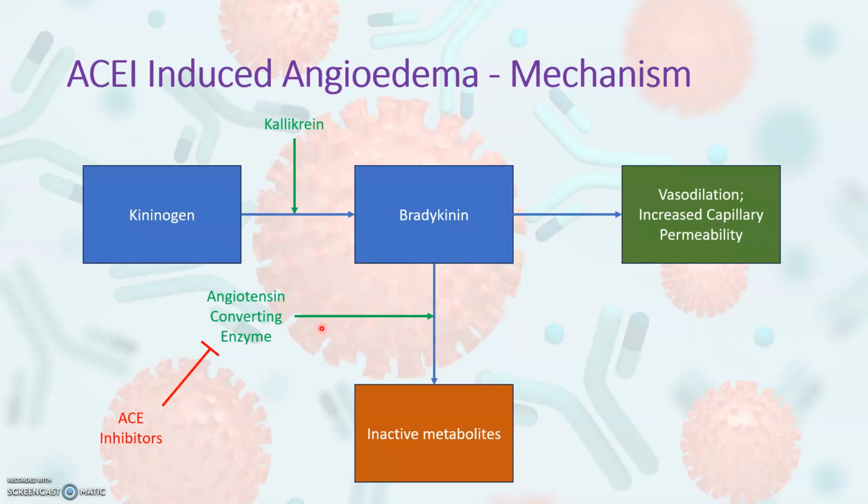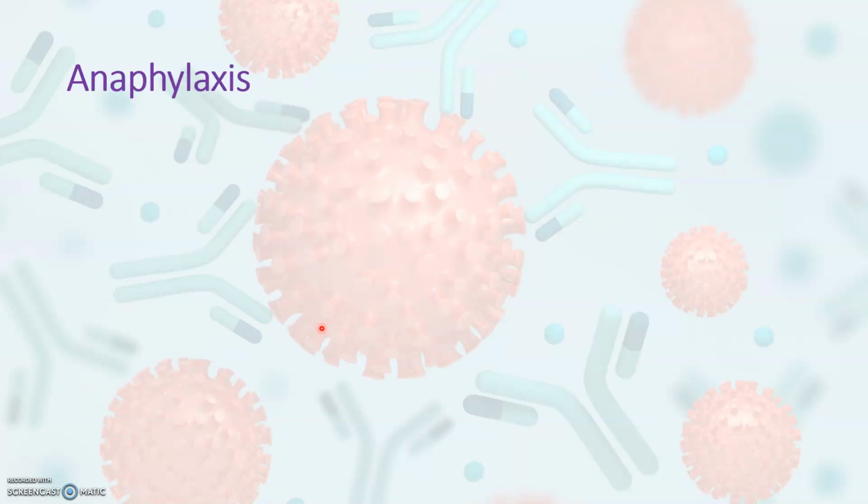The second mechanism of the swelling of the face and tongue that you saw in the previous slide would be anaphylaxis. Anaphylaxis is a type 1 hypersensitivity reaction, and the process has two stages.